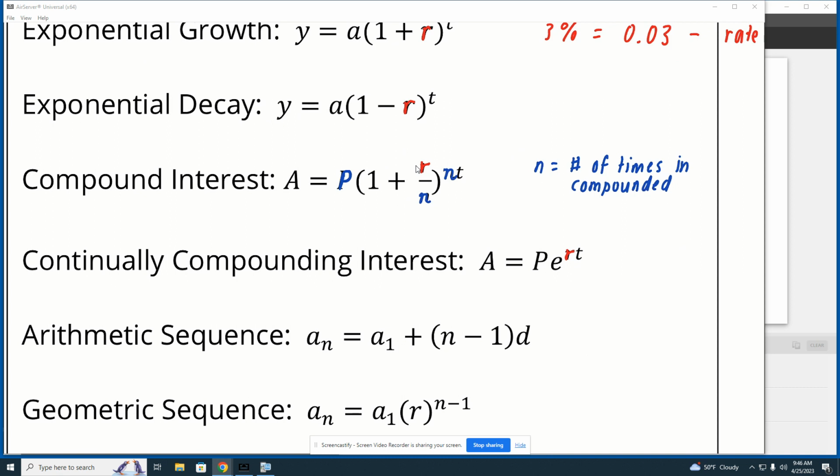So you know you're dealing with compound interest. But then it says something like compounded quarterly. Well, guys, what does quarterly mean? How many times is that compounded? If it says quarterly, 4 times, right? So quarterly would be 4. What if it says compounded monthly? 12, right? So those are your big ones, compounded quarterly and compounded monthly.